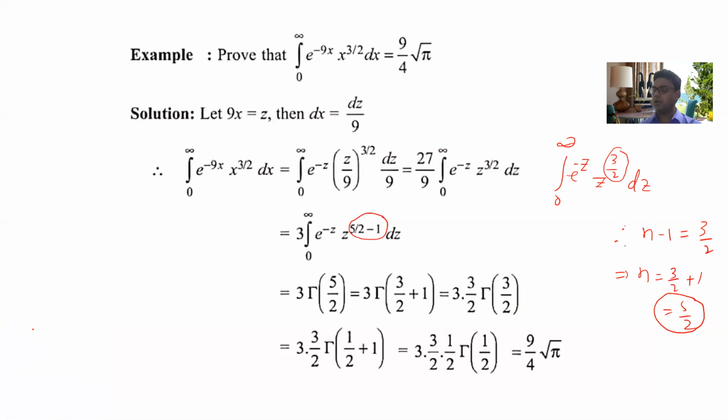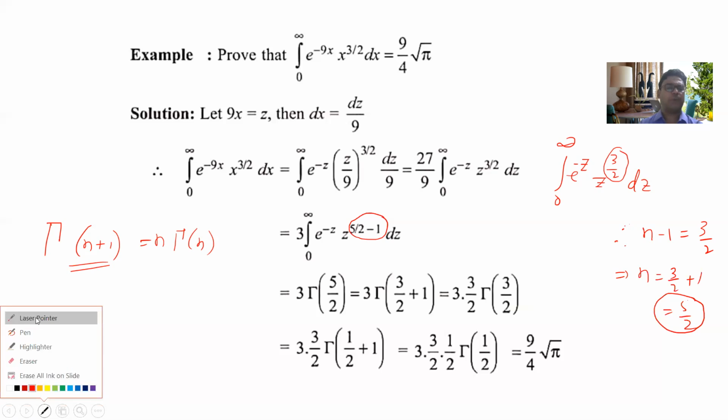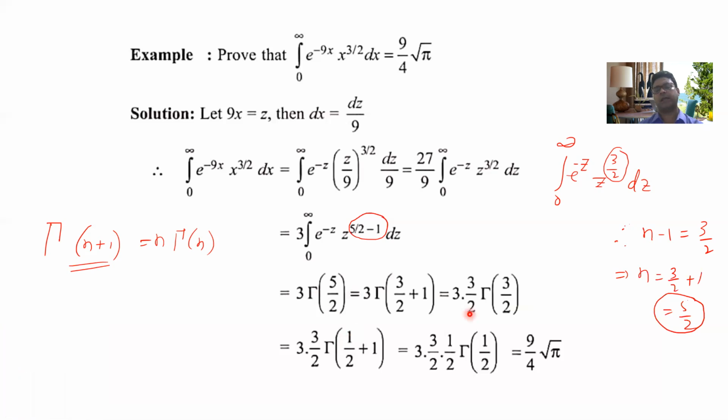What is your formula? Your formula is gamma n plus 1 is equal to n gamma n. So that means if you can express something plus 1, then only you can apply this. It means your result should be above 1. So from here it is clear that 5 by 2 is above 1. So you may write 3 by 2 plus 1. So using this property, you may write 3 by 2 outside and 3 by 2 inside.